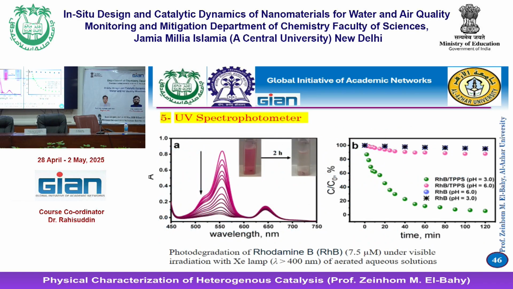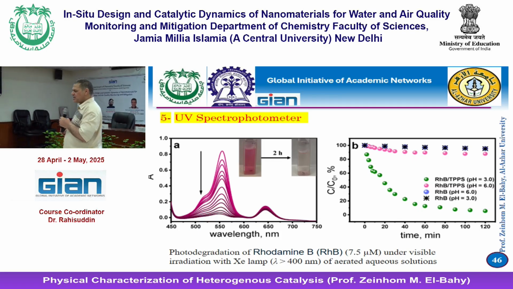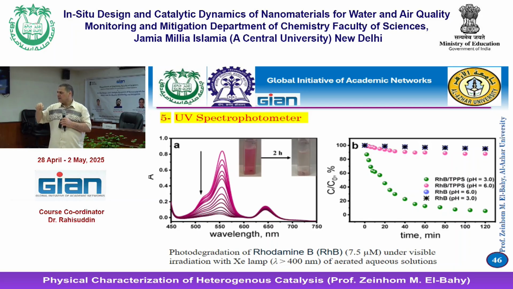This is what you will use in the UV spectrophotometer. You will go and make your experiment, take your sample, and add your dyes. Of course, the dye will be colored like the left one. It will be colored, and you check the light and how much absorbance it has. It will be very high. Then you go to your catalyst and add your catalyst.